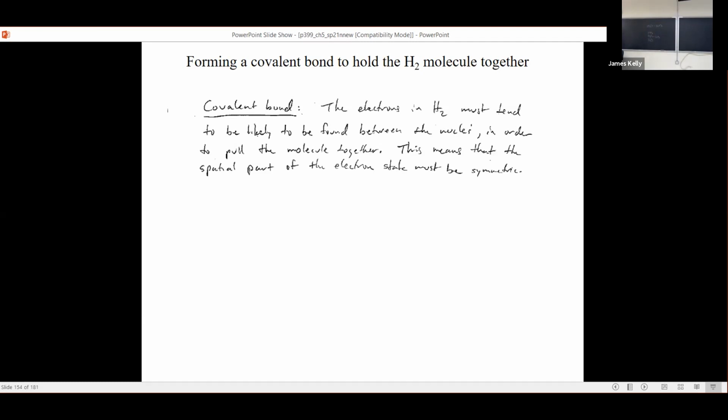Well, if we make the spatial part of the electron wave function, so we've got two electrons involved in a hydrogen molecule, if we make the spatial part of the electron state symmetric, what that means is, when we symmetrize these wave functions, you tend to get them to be more likely found in the same vicinity, which means they're going to be found in the center. You're going to have higher probability of finding them in the center.